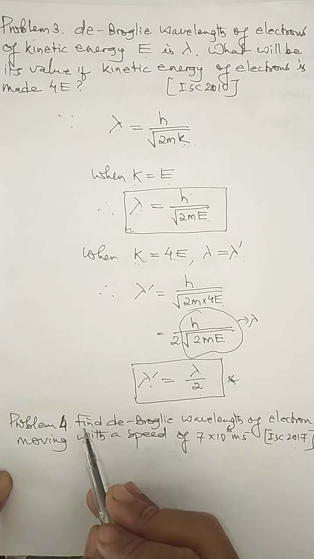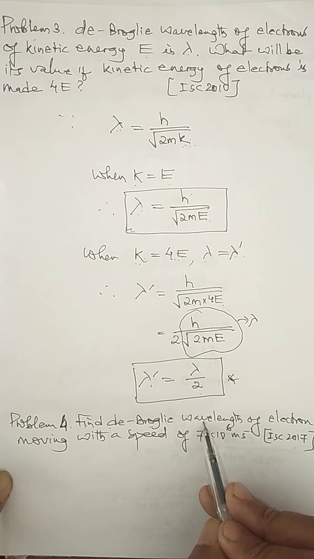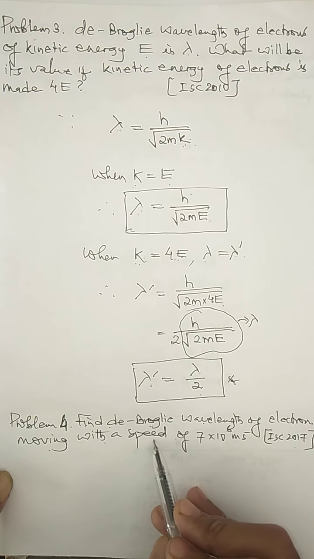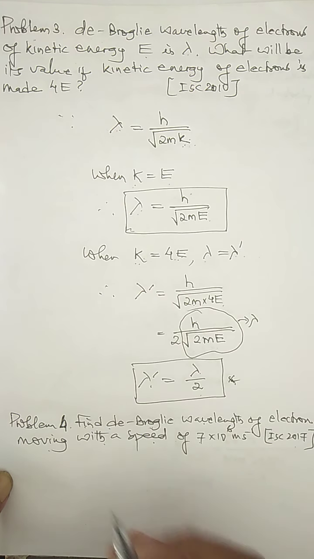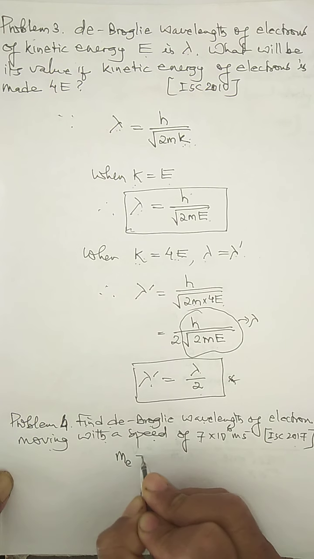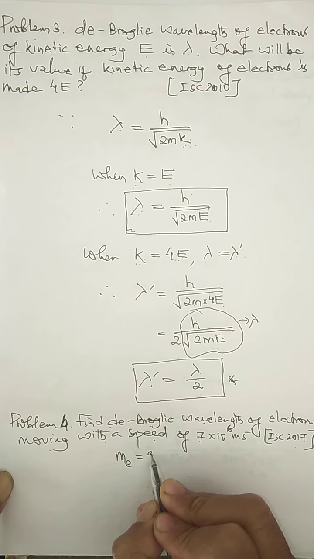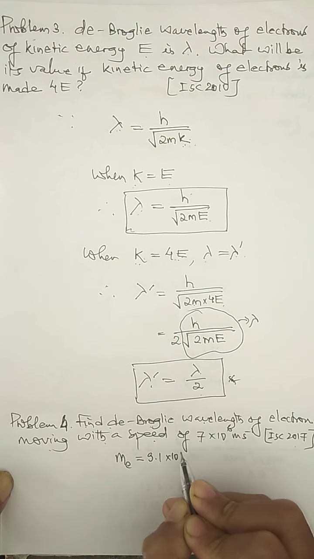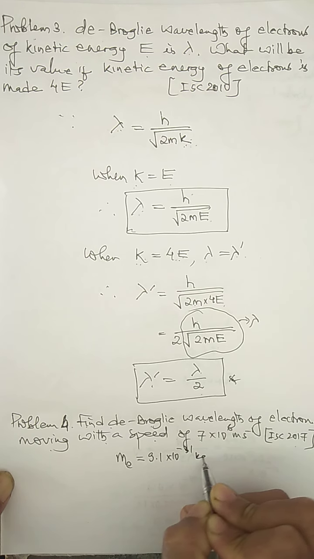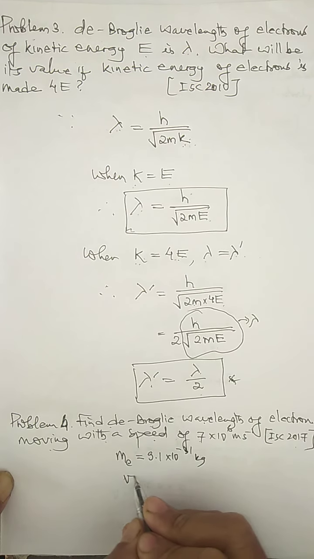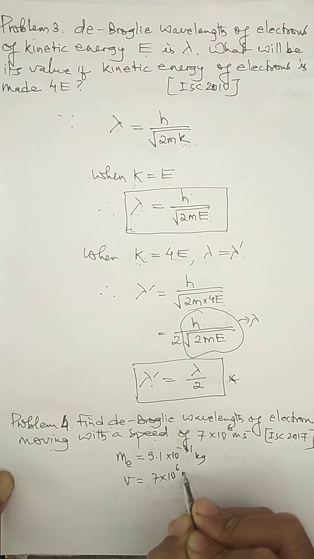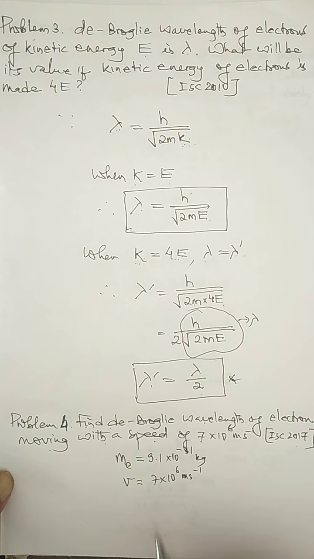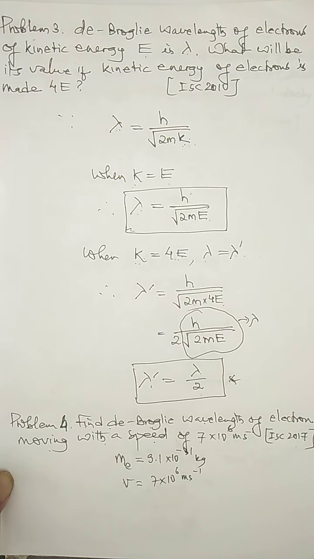The question says: find the de Broglie wavelength of an electron moving with a speed of 7 into 10 power 6 meter per second. We are dealing with an electron, so the mass is not given, but we take 9.1 into 10 power minus 31 kg. The speed at which the electron is moving is v, that is 7 into 10 power 6 meter per second. So with this mass and speed, we can measure the de Broglie wavelength. There is a formula that we use.